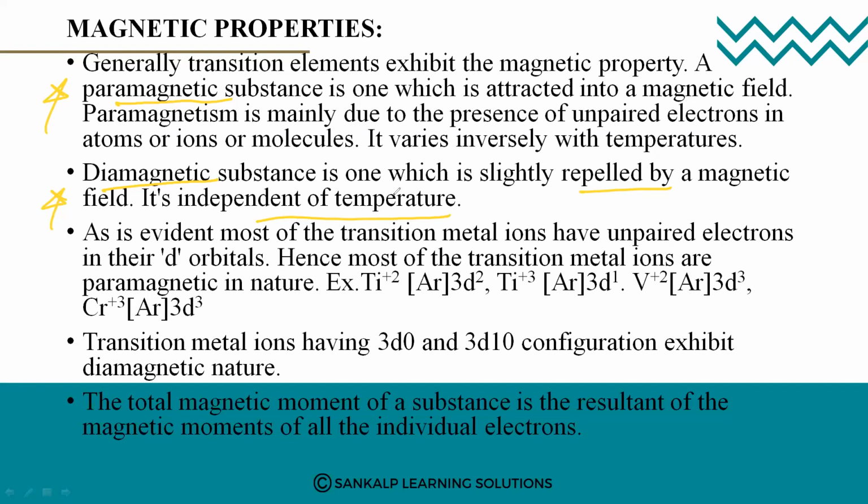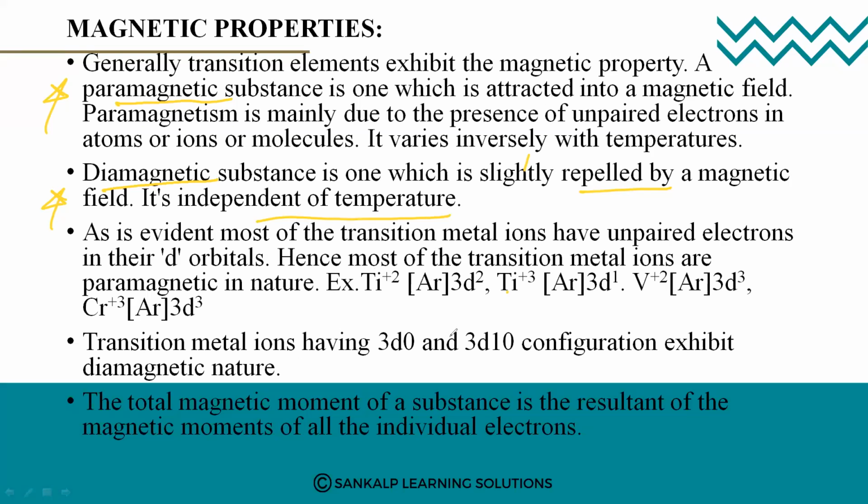So the electrons in diamagnetic substances are paired. Now, as is evident, most of the transition metals have unpaired electrons in their d orbitals. So with unpaired electrons, they will be paramagnetic. Most of the transition elements, what we can see is that the electrons are unpaired.